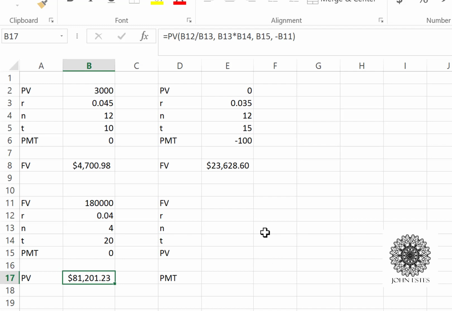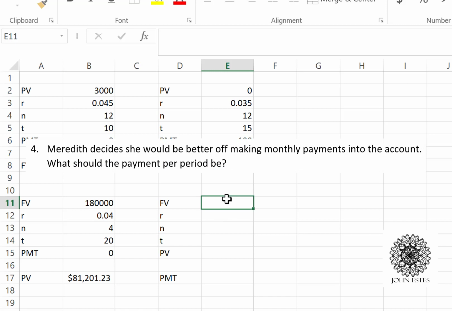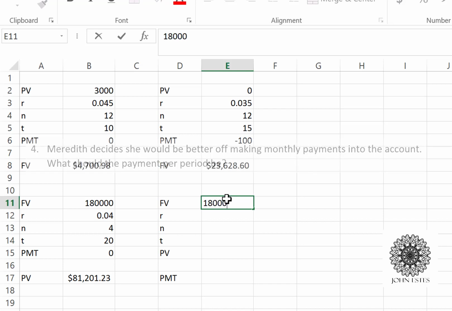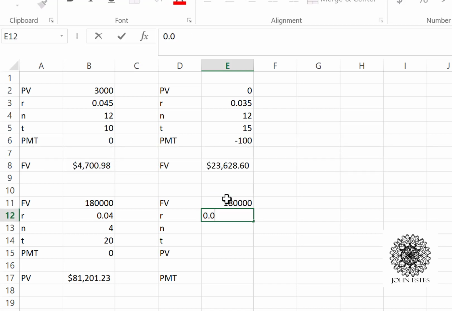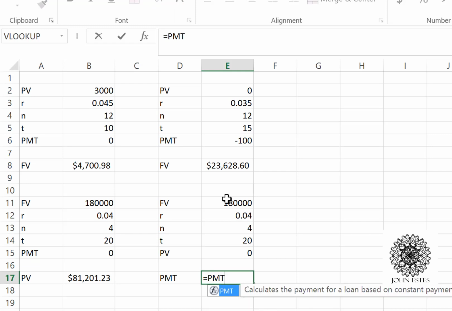Okay, so let's look at our fourth question. So now Meredith decides that she wants to make a payment instead of an initial investment, but she still wants $180,000. If she's going to do that, what should her payment per period be? All right, so we're going to say $180,000 again with an interest rate of 0.04, compounding quarterly for 20 years. Present value, this time she's not putting in an initial deposit, right? So she has a present value of 0. And the payment function is PMT. And look what you need to put in: a rate, the N per, those are the two things that have been constant in everything, and then a present value and a future value.